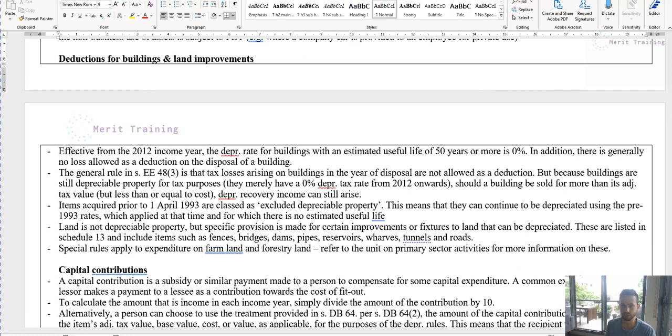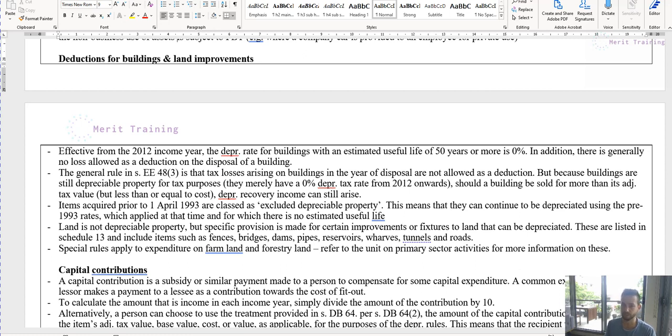And in addition, there's generally no loss allowed as a deduction on the disposal of the building. So basically, you can't offset your assessable income against anything to do with the building. The general rule in EE 48.3 is that tax losses arising on the building in the year of disposal are not allowed as a deduction. But because buildings are still depreciable property for tax purposes, i.e.